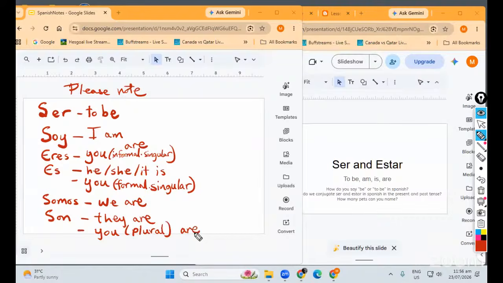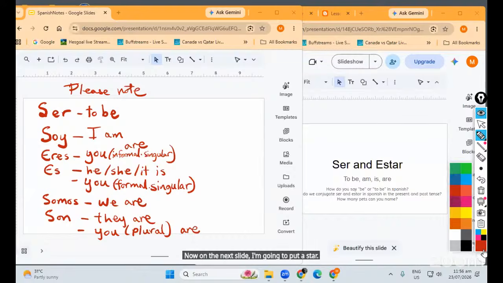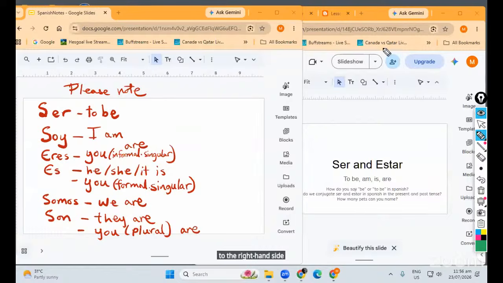Now on the next side, I'm going to put Estar to the right-hand side. Estar also means to be.